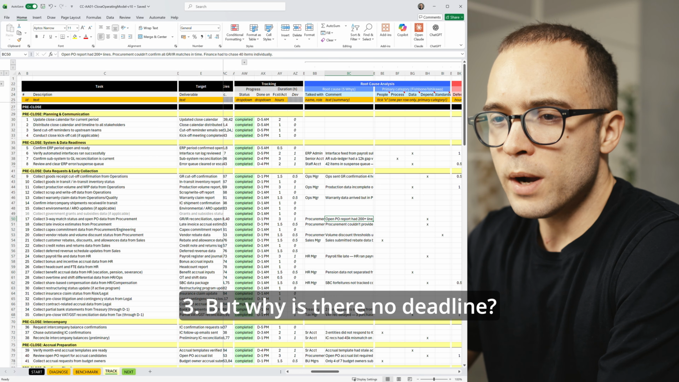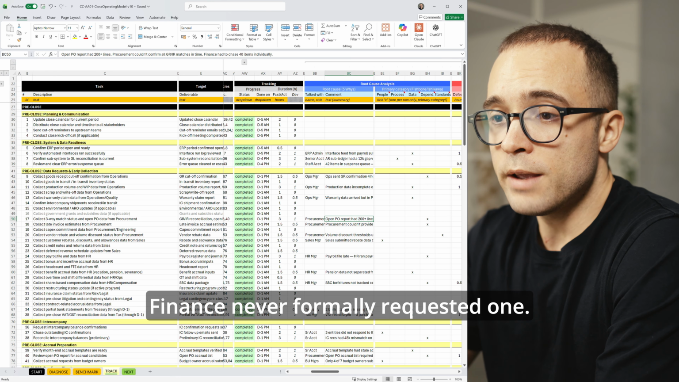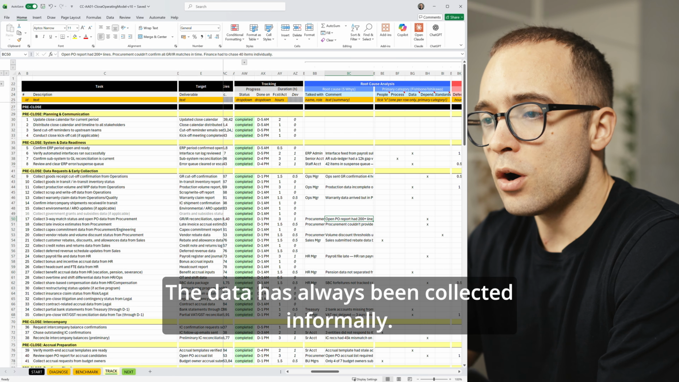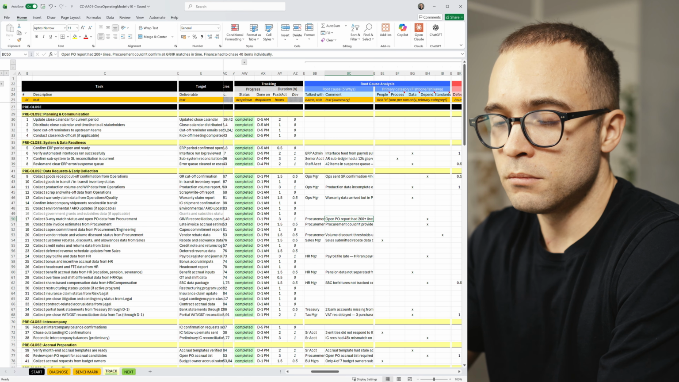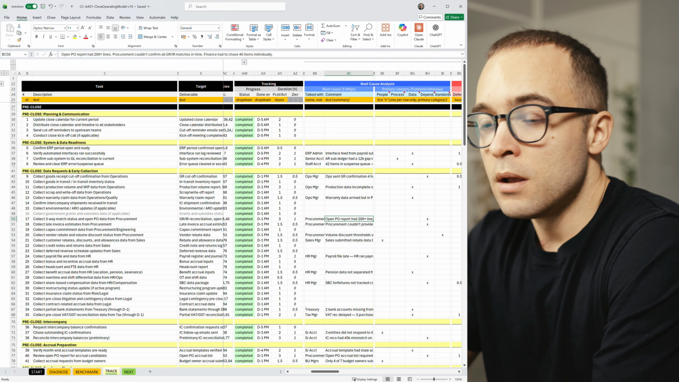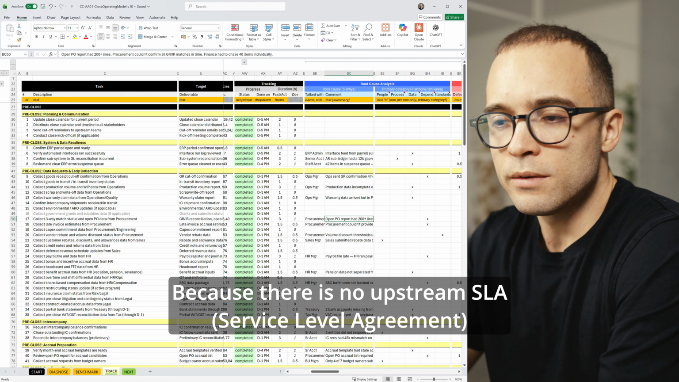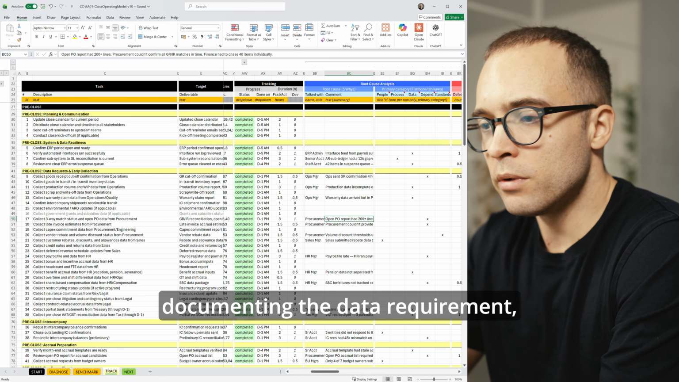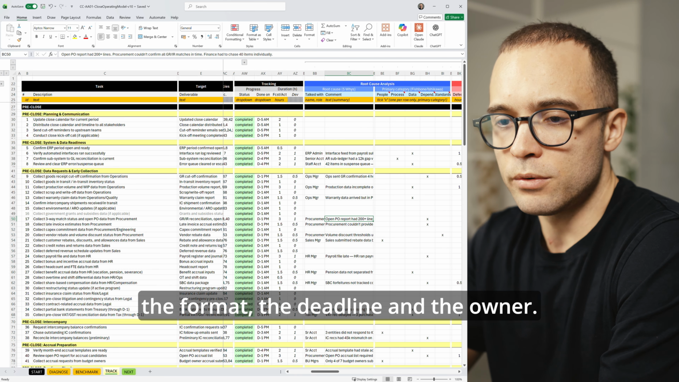Okay. But why is there no deadline? Finance never formally requested one. The data has always been collected informally. Okay. Why hasn't finance formalized it? Nobody mapped the dependency. Procurement doesn't know the close depends on this data arriving by D-3. Okay then, why doesn't procurement know? Because there is no upstream SLA, service level agreement, documenting the data requirement, the format, the deadline, and the owner.